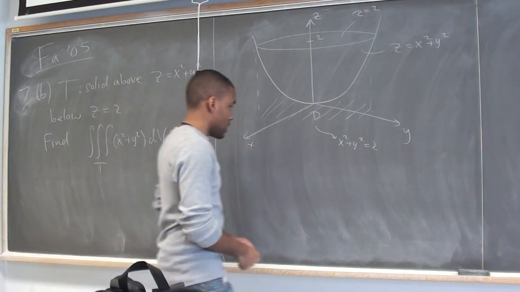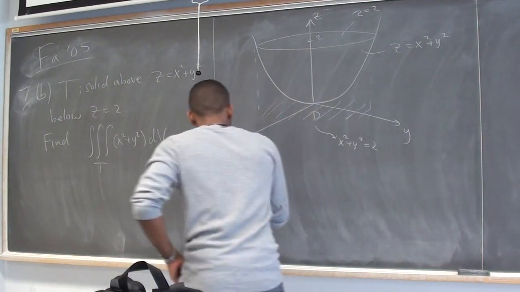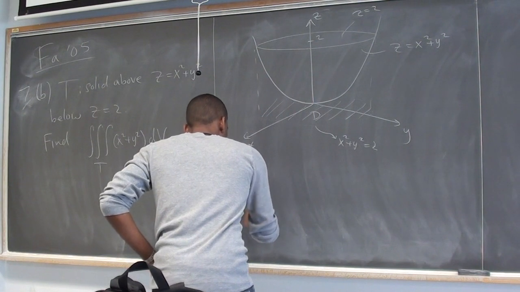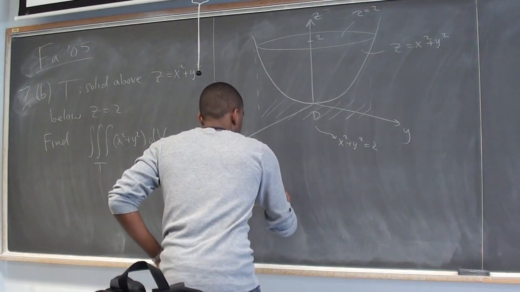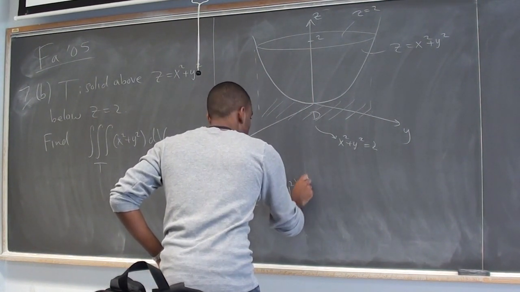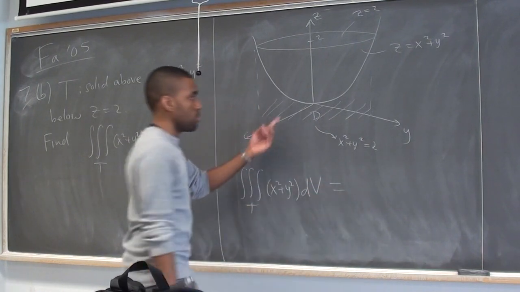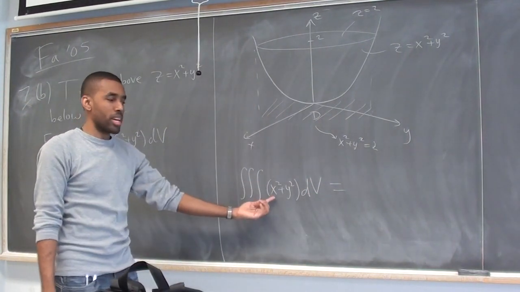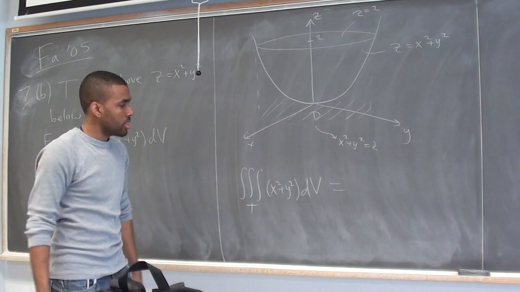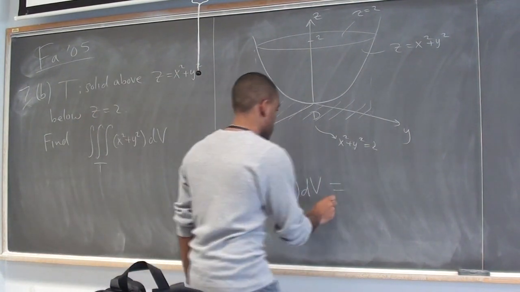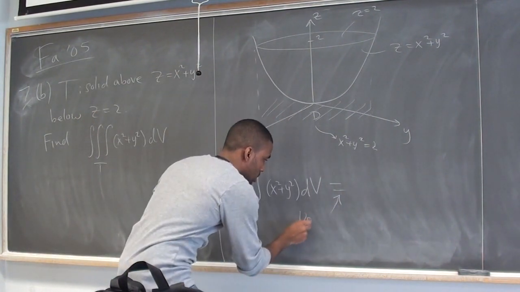Okay, so how would we actually set this up? I would use cylindrical, right? My region is a circle, moreover, x squared plus y squared is something nice, right?